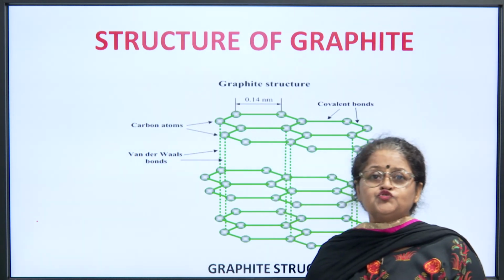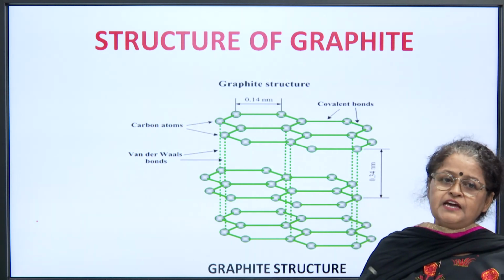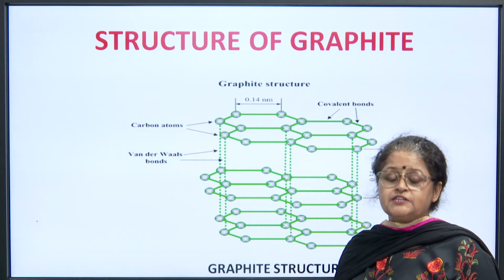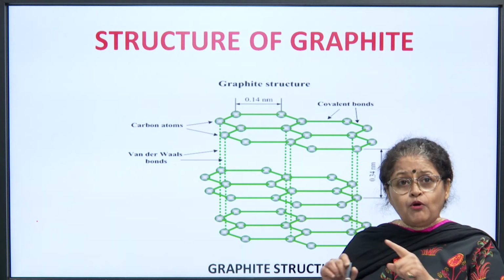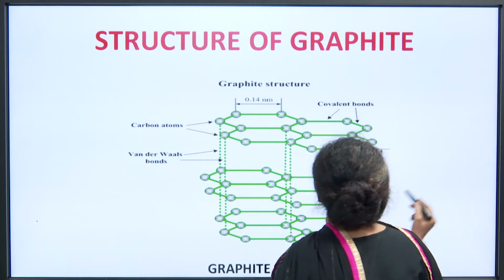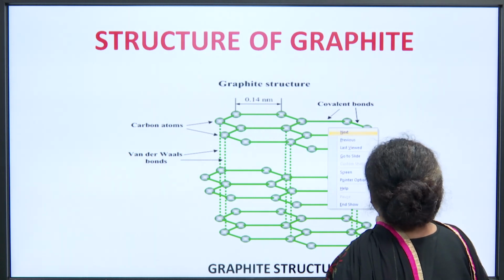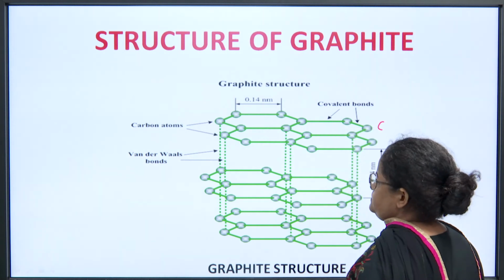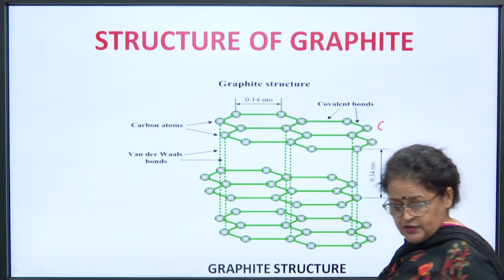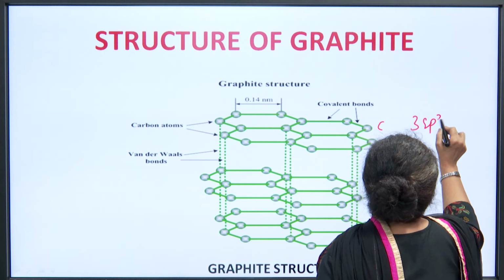So, let us have a look at the structure of graphite. Important is the structure of graphite. At times questions are asked based on structure as well. So, each carbon in graphite is bonded to 3 other carbon atoms, making use of 3 sp2 hybrid orbitals. Let us have a look at each carbon. This is a carbon. Now, normally we know that carbon has sp3 hybridization. But each carbon over here is using 3 sp2 hybrid orbitals.